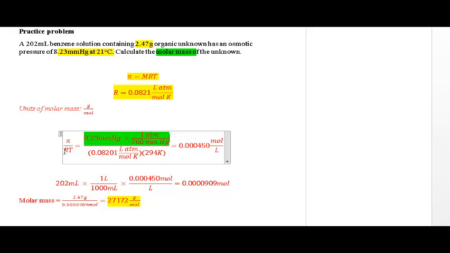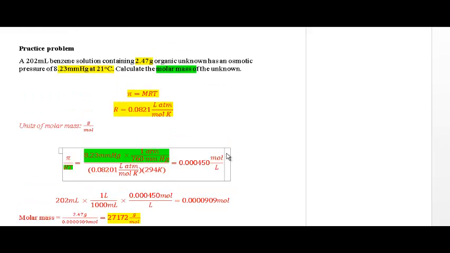Dividing this by RT, the gas constant times temperature. Make sure you convert your temperature to Kelvin. And solving for all of this, my units are in moles per liter. So this is my concentration of the benzene solution, moles of solute per liter of solution. Well, how much volume do I have? I have 202 milliliters of this solution.